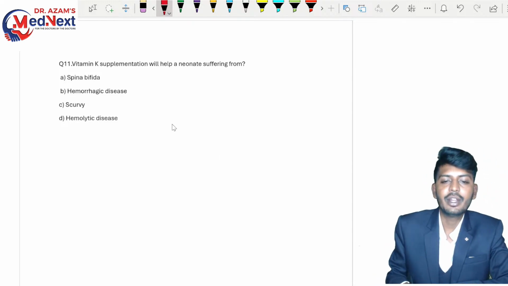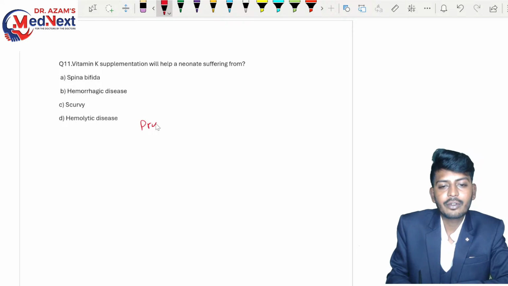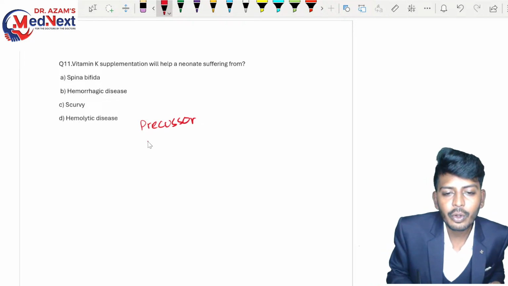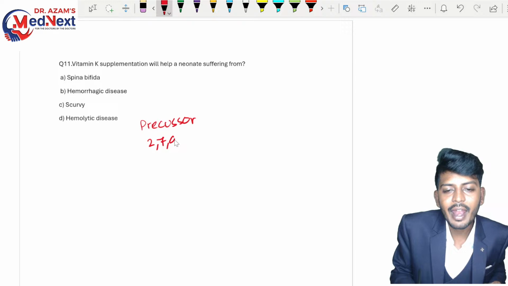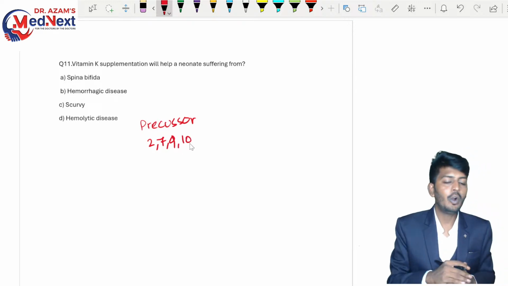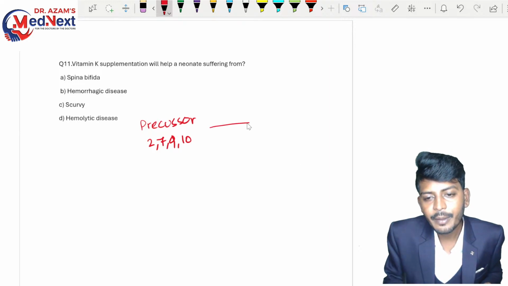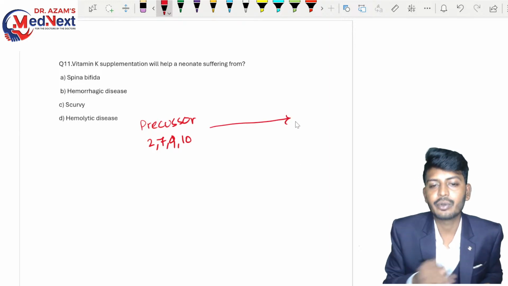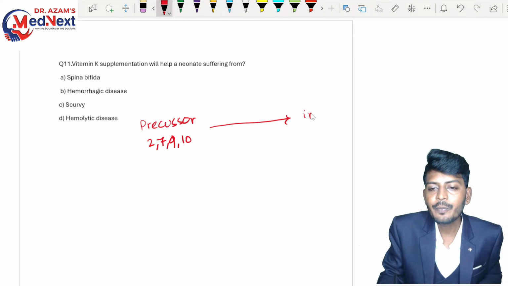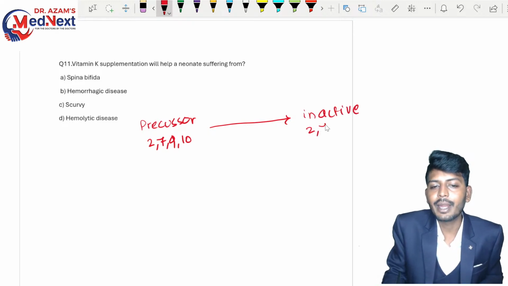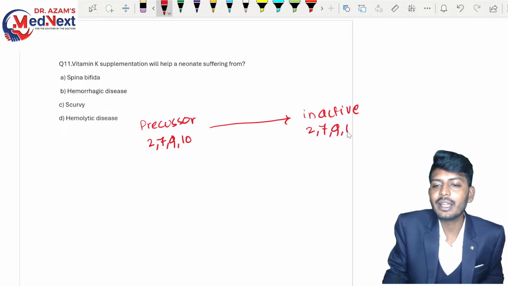So we have, my dear students, something called clotting factors. So we have clotting factors called precursor factors. Precursor stage में होता है बच्चों. किसमें होता है? Precursor stage में. Precursor stage में कौन होता है? 2, 7, 9, 10. Okay, देखो 2, 7, 9, 10. These precursors will get converted, my dear students, into inactive 2, 7, 9, 10. मतलब वो अभी काम नहीं कर रहा है. They are just waiting. Okay.